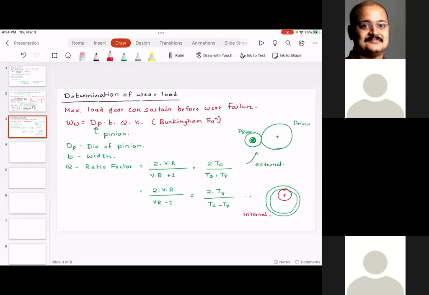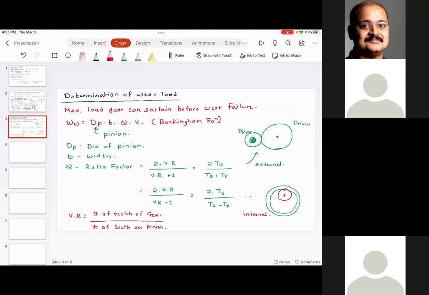And velocity ratio is number of teeth on gear divided by number of teeth on pinion. Everyone understood? Any questions here?